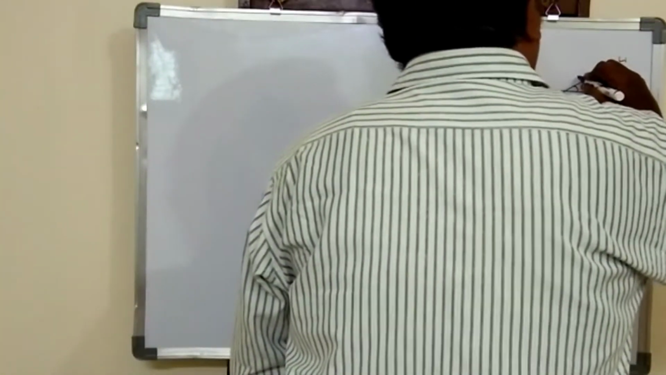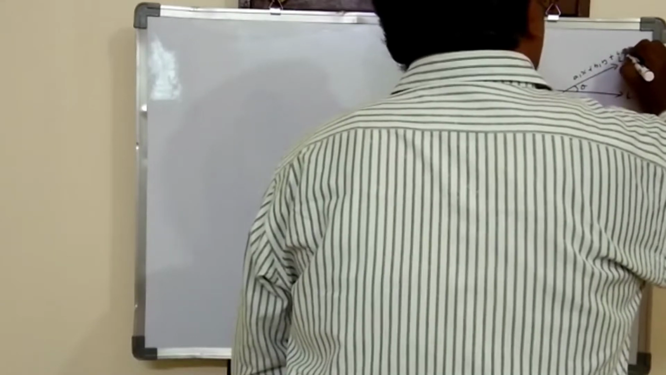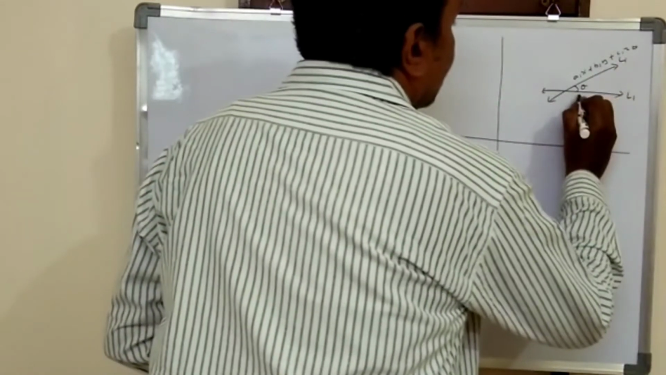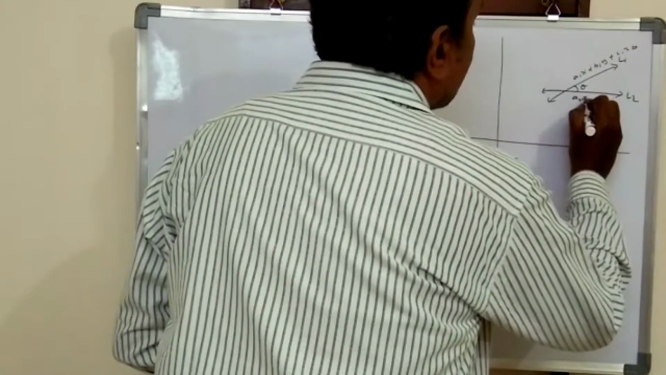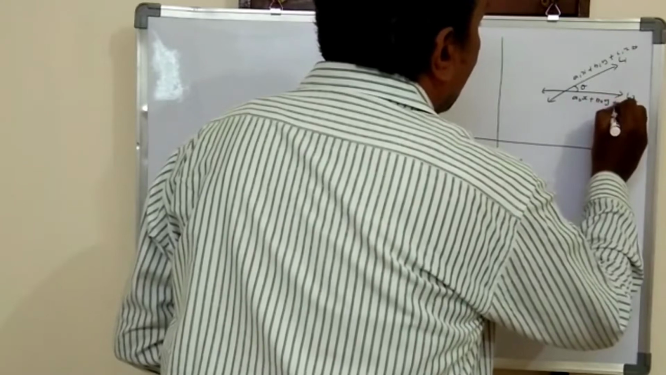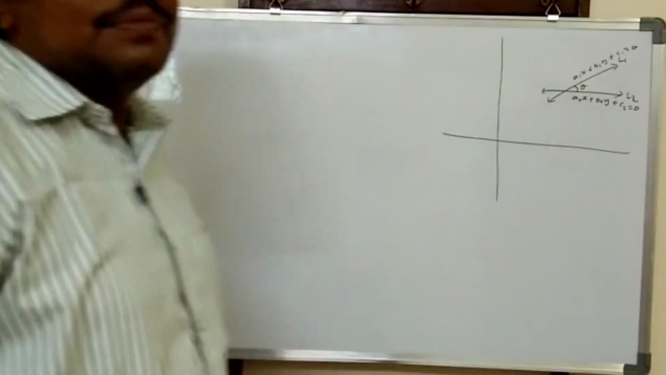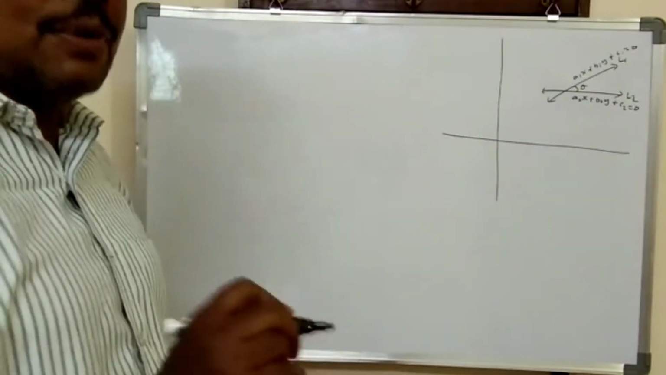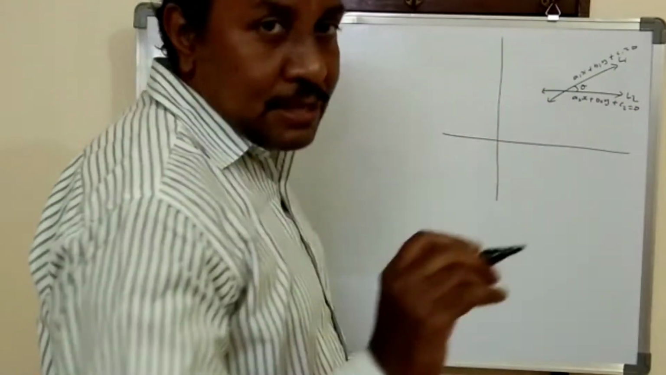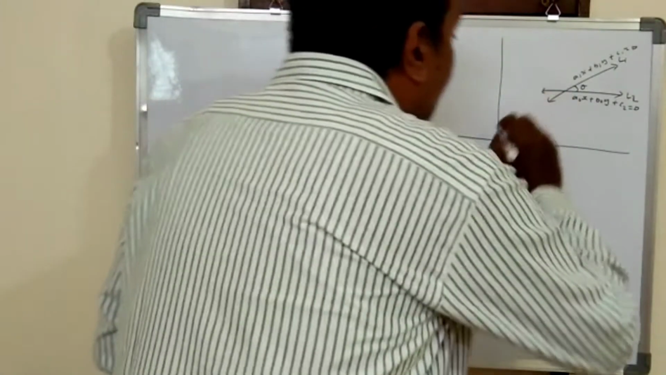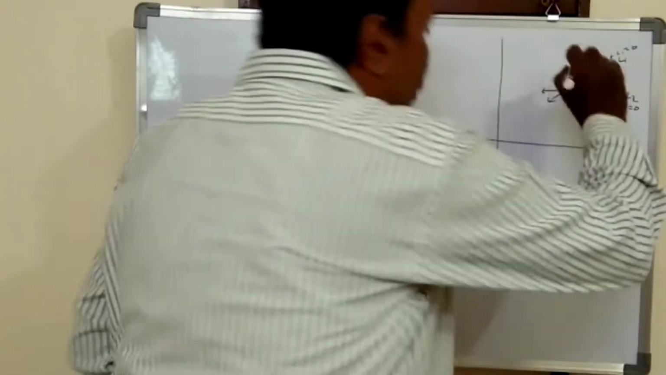So the equation of this line is a1x plus b1y plus c1 is equal to 0, and the equation of this line L2 is a2x plus b2y plus c2 is equal to 0. Now we have to derive the formula, that is cos theta, using these two lines. First of all we need to draw a line parallel to these two lines passing through the origin.